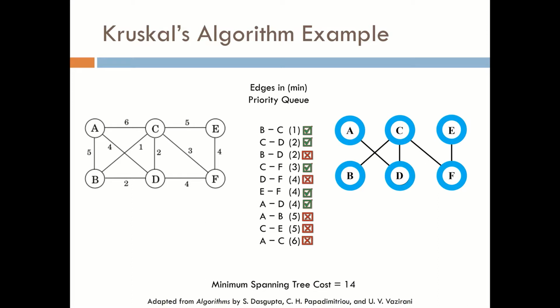It's the same graph that was used in the Prim's algorithm demonstration. Where do we get the 14 from? Well, let's look at these edges. The AD edge is 4, and the BC edge is 1, and the DC edge is 2, CF is 3, and EF is 4, and 4 plus 3 is 7, plus 2 is 9, plus 4 is 13, plus 1 is 14.